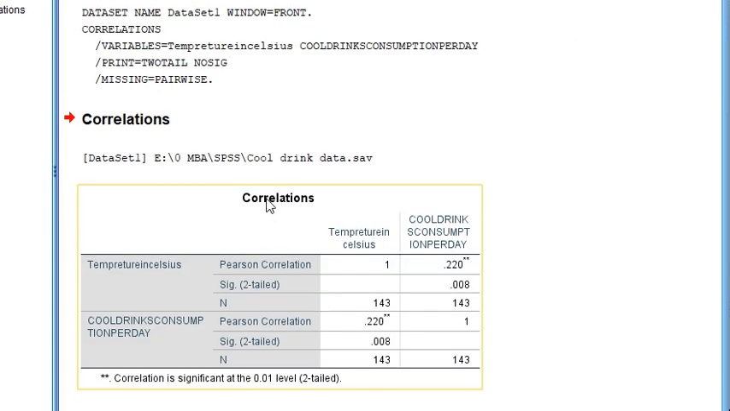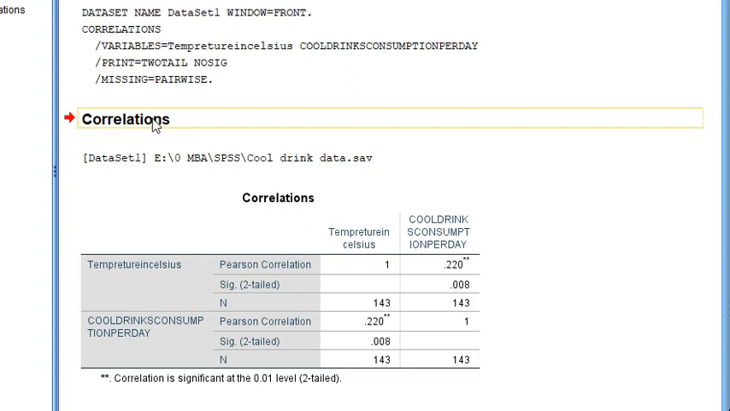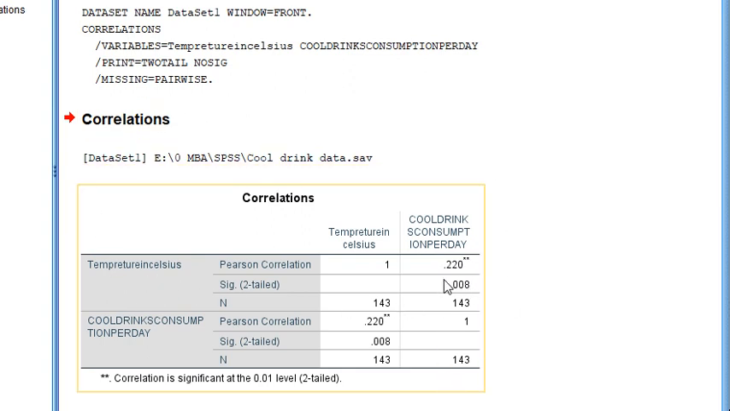Now this is the output of correlation. How will you interpret this? You can see this temperature in Celsius, Pearson correlation value is 0.22. This star indicates the significance. Whenever you are interpreting the correlation, first thing you need to see is the significance level. The significance level should be less than 0.05. So temperature Celsius relationship towards cool drink consumption is 22%, which is significant, and number of samples are 143.